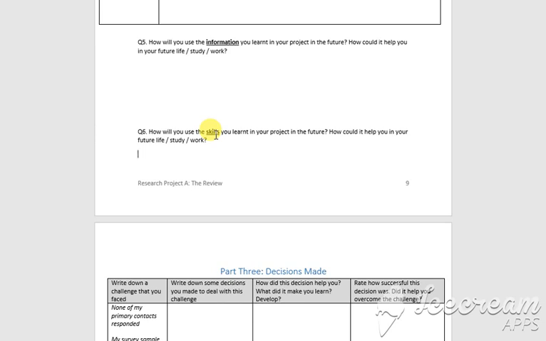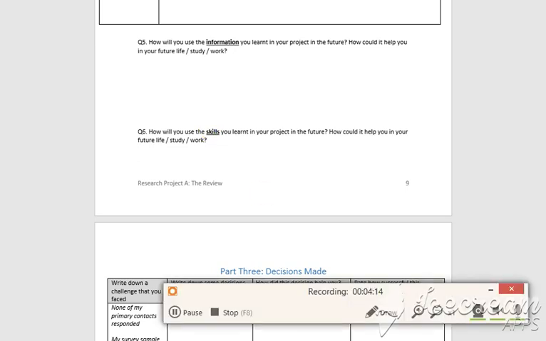Because then you might say, I learned heaps about how to talk to strangers, how to work with others. It was a really powerful experience for me. And I'd really like to develop those skills in the future.